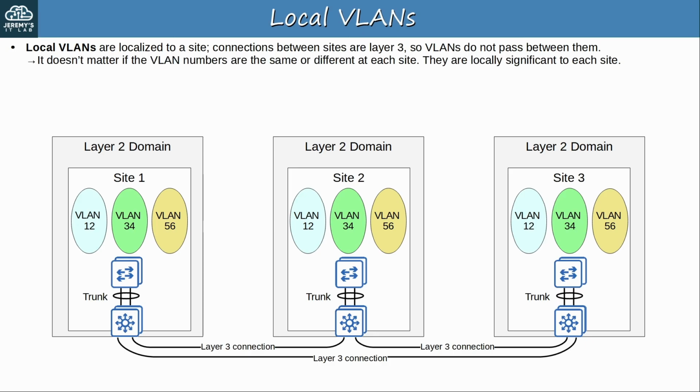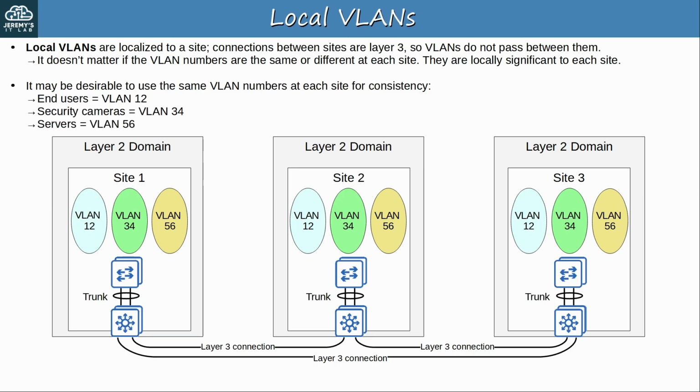Note that it doesn't matter if the VLAN numbers are the same or different at each site. The VLAN numbers are locally significant to each site. However, it may be desirable to use the same VLAN numbers at each site for consistency. For example, perhaps end users at each site use VLAN 12, security cameras use VLAN 34, and servers use VLAN 56. Or you could use different VLAN numbers at each site. It's up to whoever designs the network.